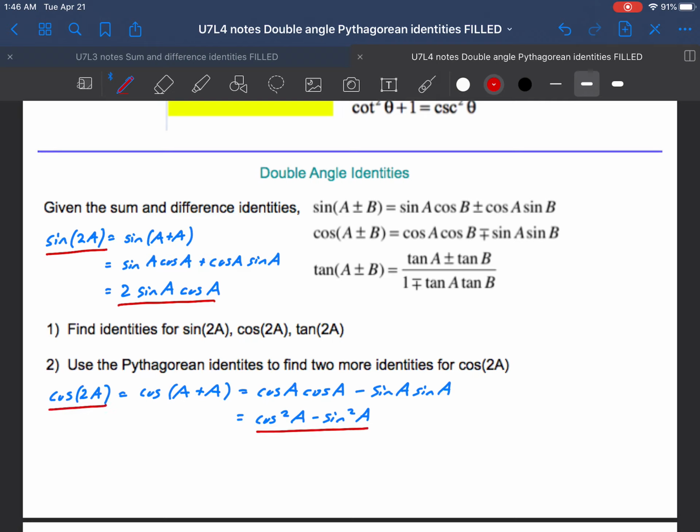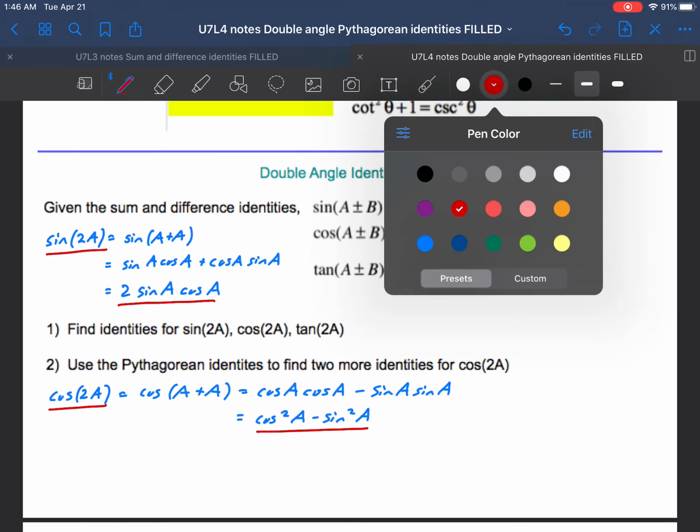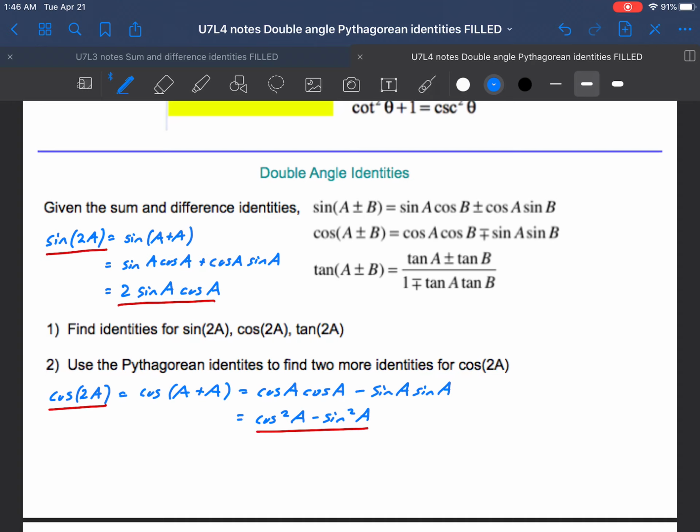Now, that's fine, but sometimes in an equation we might want to rewrite only in terms of one trig function. So if we're substituting for cos 2a, right now we have a cosine and a sine, and sometimes that's not what we want. So one thing we could do is we could let cosine squared be 1 minus sine squared.